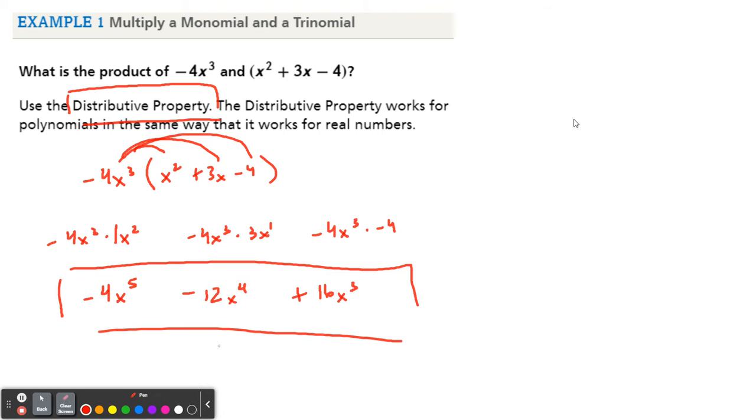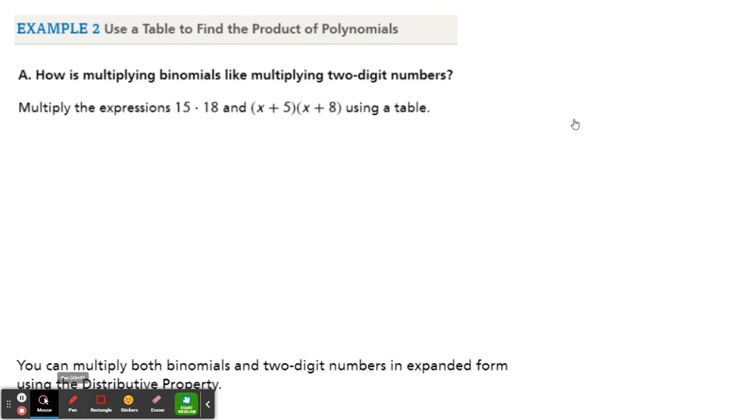All right, now what happens when we get away from just multiplying or distributing a monomial? What if we distribute a binomial or a trinomial? What happens? Well, let's keep going.